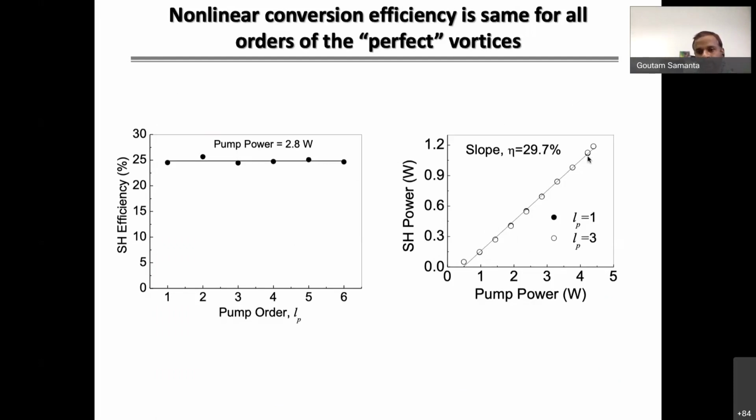Supporting the conclusion, for different orders of this pump vortex, you can see the conversion efficiency with the pump power remains unchanged. So the SHG power remains unchanged with the pump power. That is adding to the conclusion that the input vortex order, or orbital angular momentum of the beam, doesn't play any role in the conversion efficiency of the nonlinear interaction.